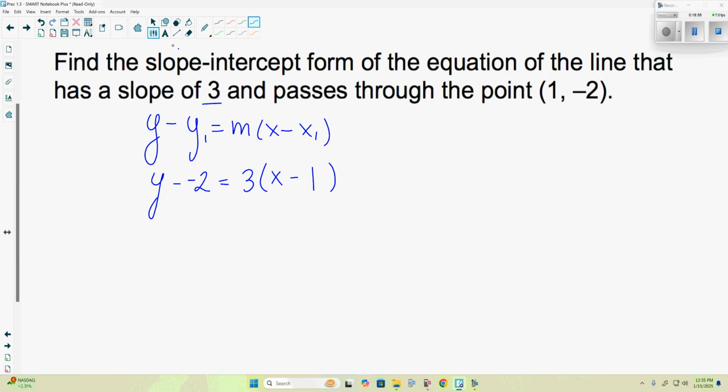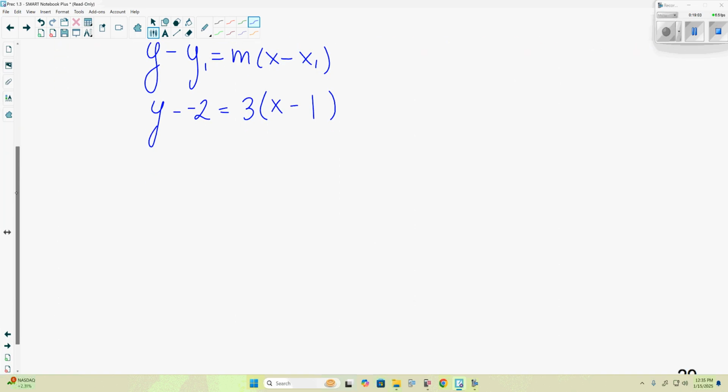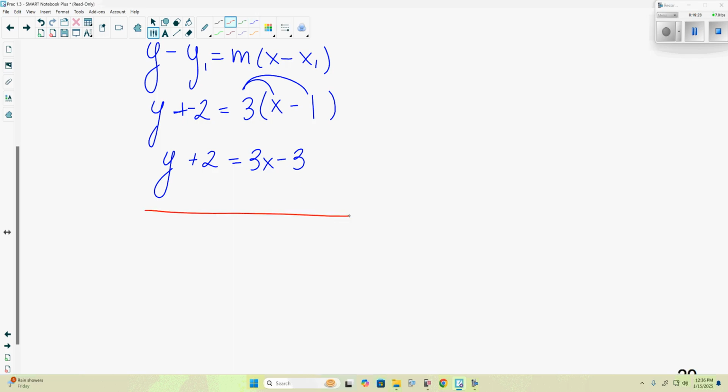Now the last thing we need to do is get it into slope-intercept form, or y equals mx plus b. How to do that? One of the first things we're going to do is distribute the 3. 3 times x is 3x. 3 times negative 1 is negative 3. Here our negative and negative make a plus. And last but not least, we need to get y by itself, so we will subtract 2, telling us y is equal to 3x minus 5.